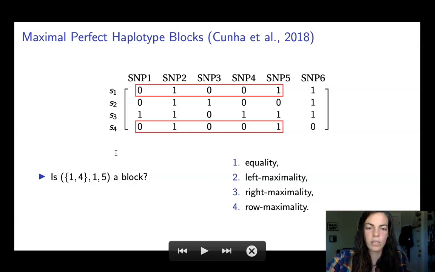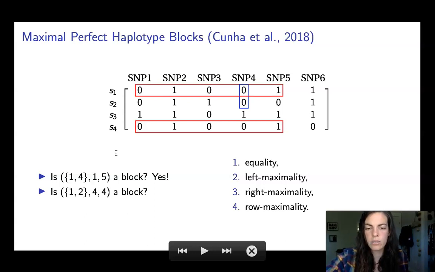What about sequences 1 and 2 at column 4 only? There's no problem with including a single SNP as a maximal haplotype block in general. This one satisfies equality and left and right maximality, but we could add sequence 4, so it's not a block.